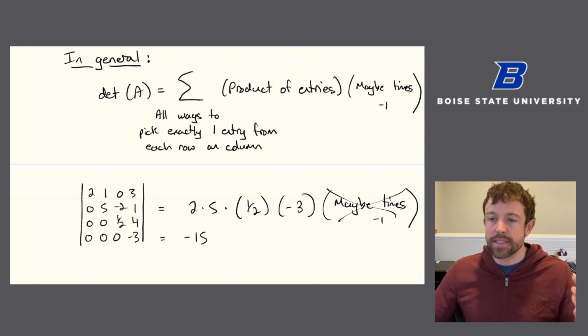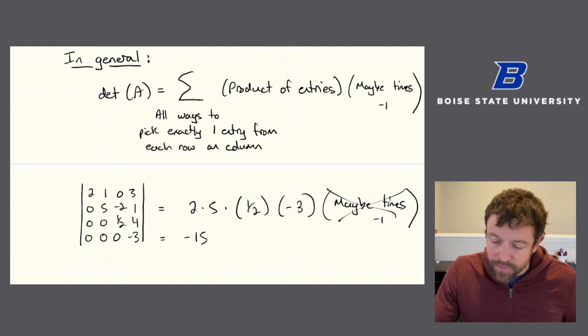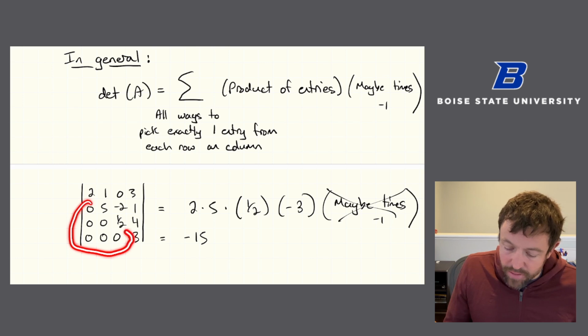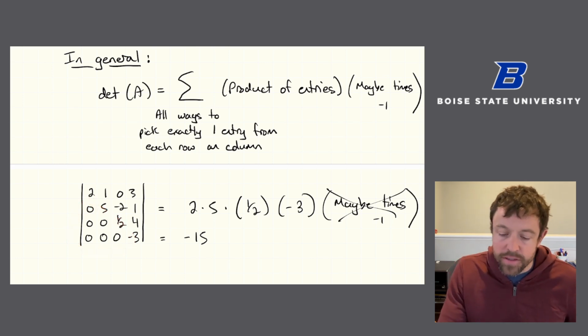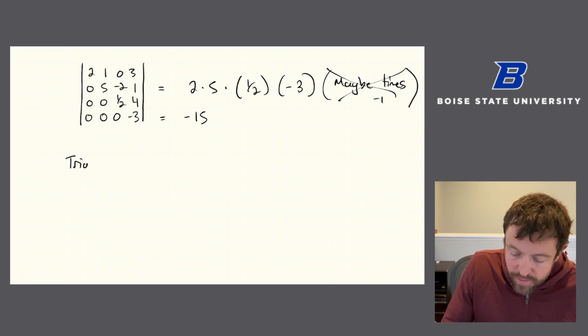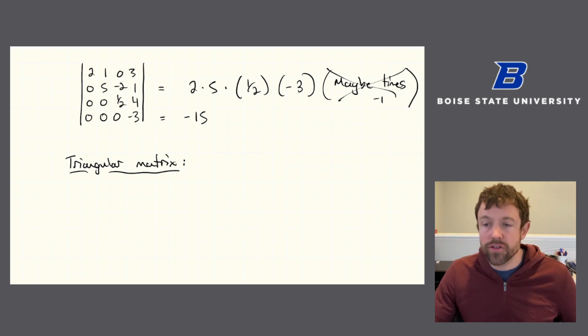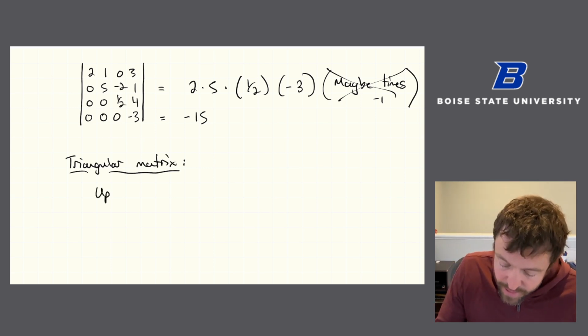So this is our next example. There you can maybe see that this is not a coincidence. The fact that we had all these zeros below the diagonal made a difference. This is what's known as a triangular matrix. So a triangular matrix, there's kind of two types. I've given you what's known as an upper triangular matrix.